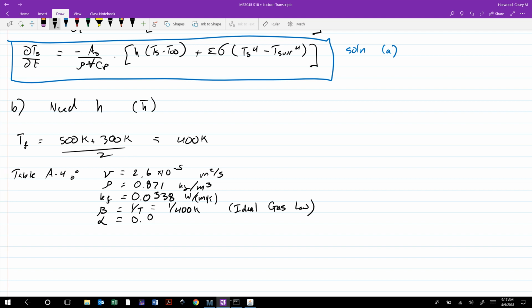A thermal diffusivity of 0.0, no, that's not quite right. That's going to be 3.83 times 10 to the negative fifth meters squared per second, and a Prandtl number of 0.69.